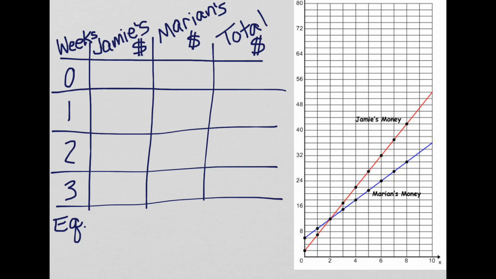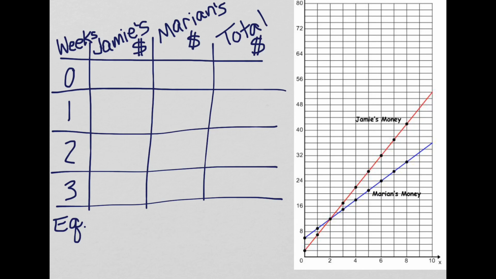So to begin with, we are talking about a situation where Jamie and Marion earn money every week, and they are going to try and save their money and maybe put it together to buy something great. Maybe they're siblings. Maybe you've done this with a sibling. You're like, I'll save my money, you save your money, and then we're going to buy something.